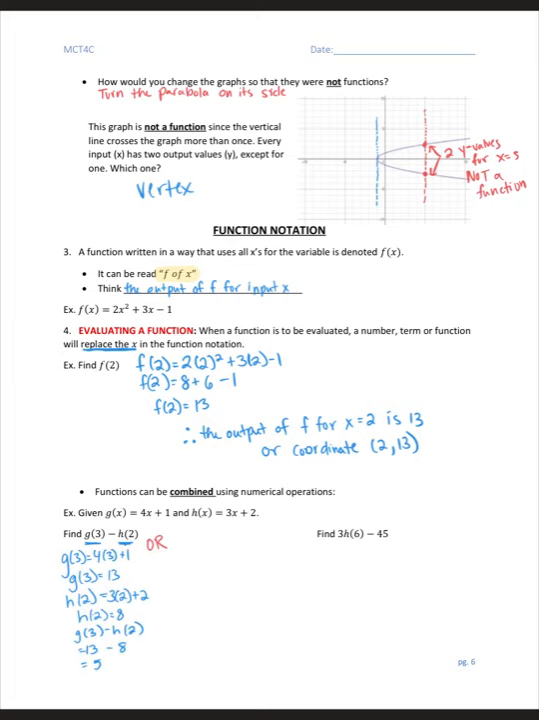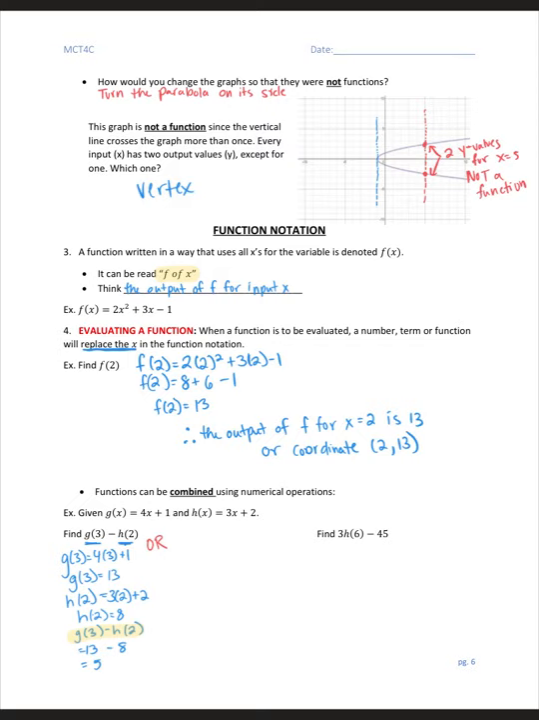Okay, so here's the solution. If we substitute the 3 into our g function, g of 3 is going to equal 13, and h of 2 is going to equal 8. Then if we take g of 3 minus h of 2, we'll just take the answers we got for each of those and subtract, and we'll have 13 minus 8.